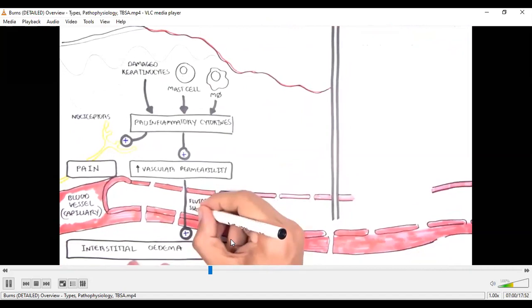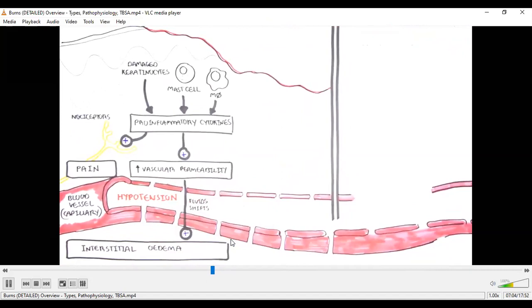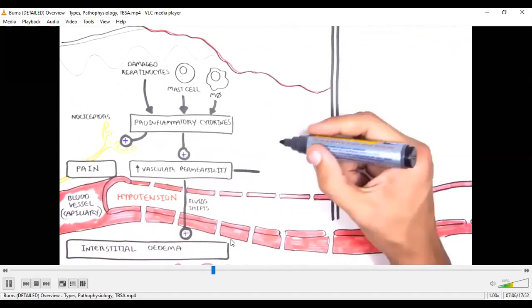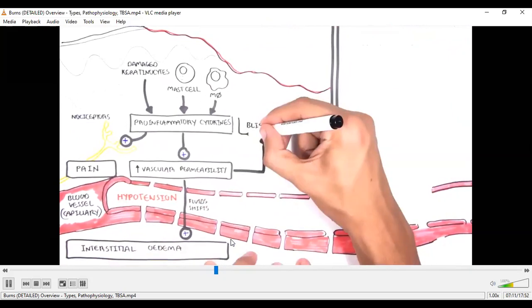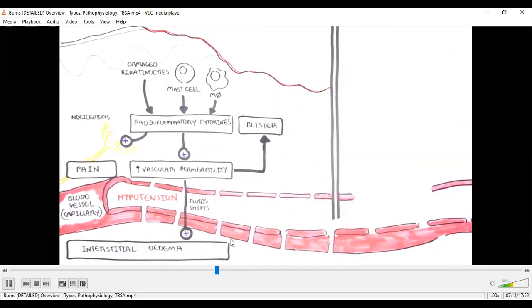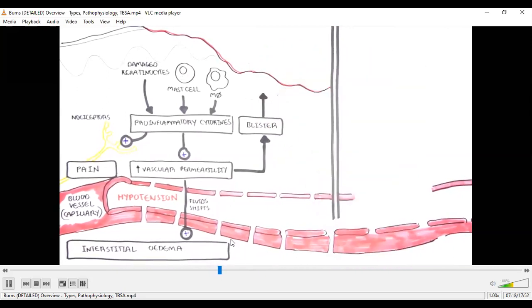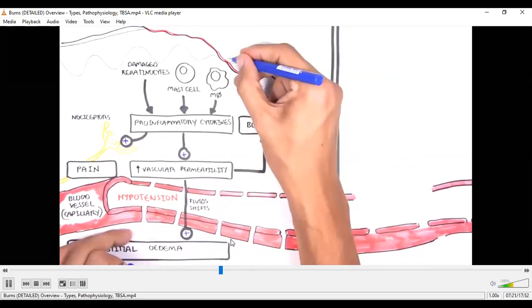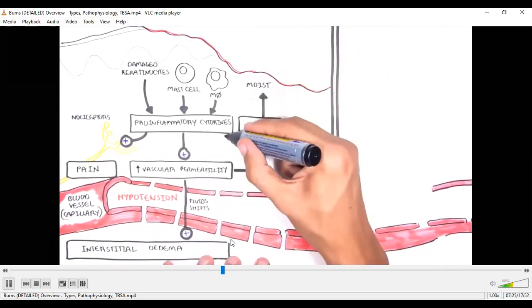As the fluid leaks out, it can result in hypotension. Remember that the increase in vascular permeability causes fluid to leak out. The fluid can actually accumulate in one area, causing a blister on the skin surface. The sensitive blister can rupture and release fluid onto the damaged skin surface. Thus, superficial burns have a moist appearance.